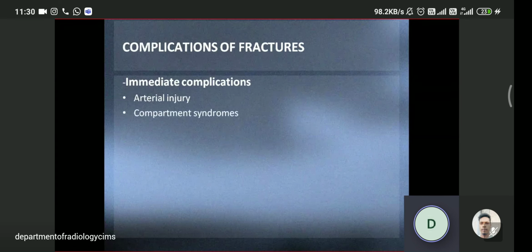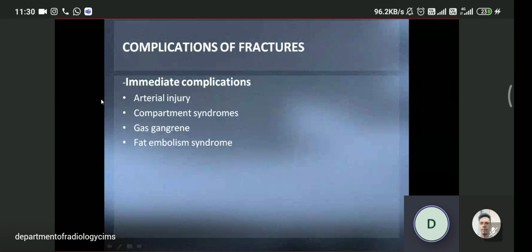Now complications of fracture: arterial injury, compartment syndrome, gas gangrene, Clostridium difficile, fat embolism syndrome, very dangerous. It is very life threatening. Although all are life threatening, but I personally saw in a person known to me fat embolism. He was admitted in the ICU for 1 month.